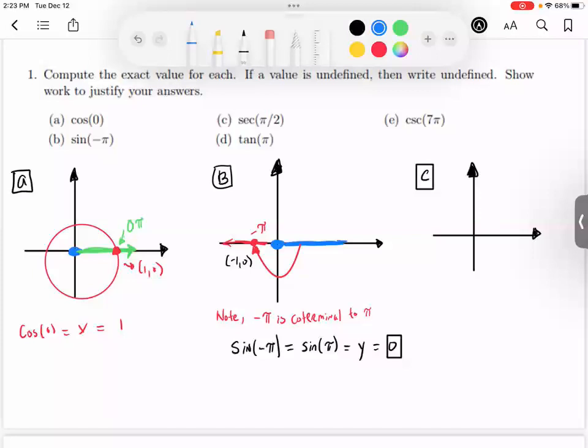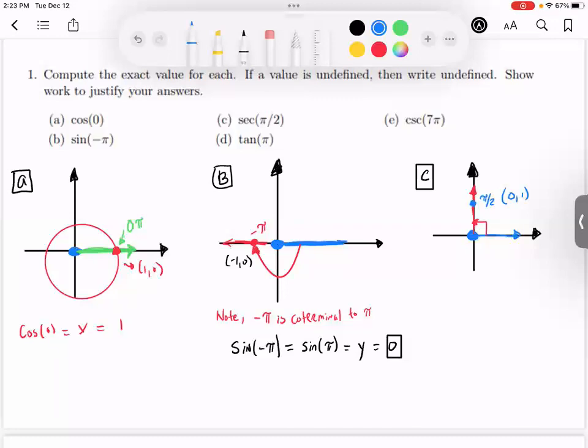So again, here's my vertex. Initial side I'm doing here in blue. Now the terminal side is going to form basically a right angle for us. So this angle essentially is going to intersect with the unit circle. When it intersects the unit circle at pi over 2, the coordinates here are now 0, 1.